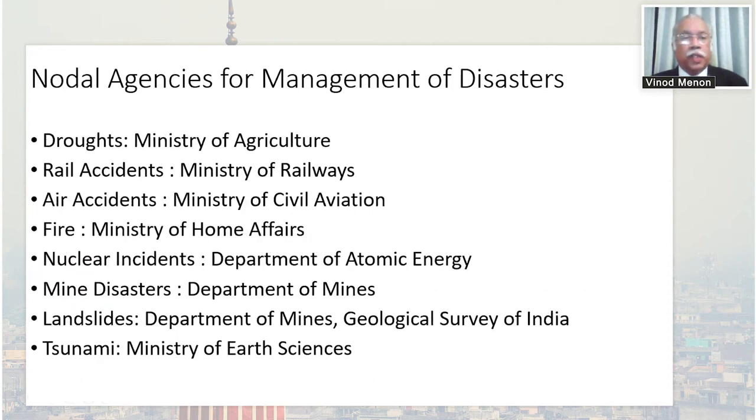And droughts, again, the Ministry of Agriculture. Rail accidents, Ministry of Railways. Air accidents, Civil Aviation. Fire, the Ministry of Home. And nuclear incidents, the Department of Atomic Energy. Mine disasters, Department of Mines. And landslides, again, Department of Mines and the GSI, which is the Geological Survey of India. And tsunami, the Ministry of Earth Sciences. And for tsunami, we have the warning system, which has been set up by the INCOIS, which is the Indian National Center for Ocean Information Systems.